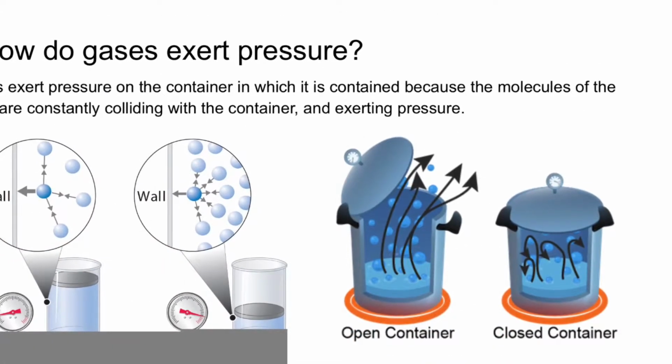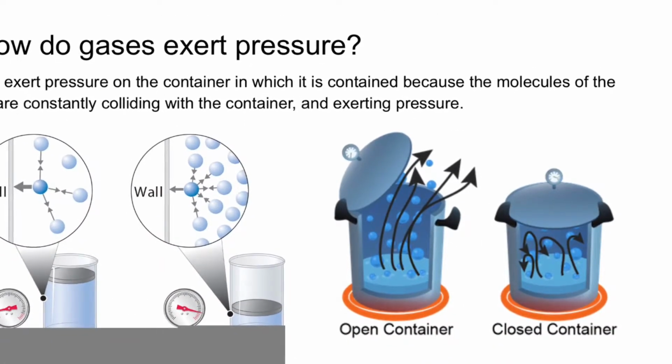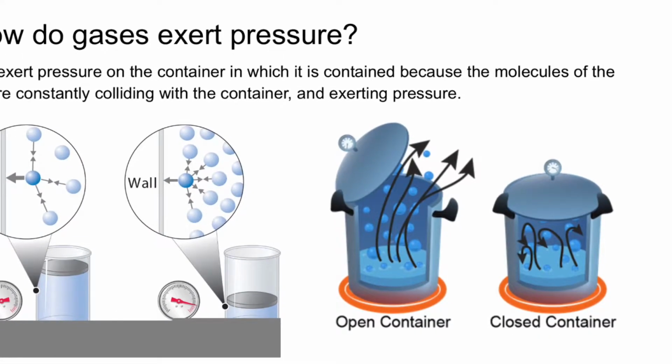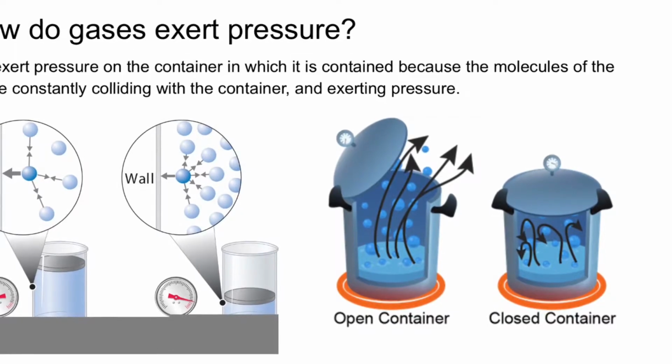How do gases exert pressure? Gas exerts pressure on the container in which it is contained because the molecules of the gas are constantly colliding with the container and exerting pressure.